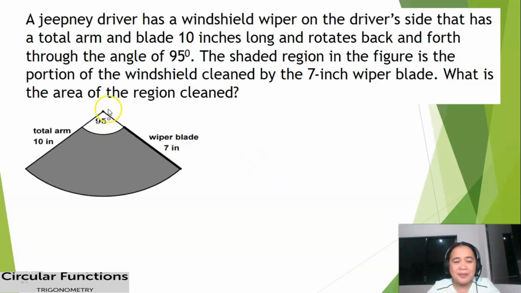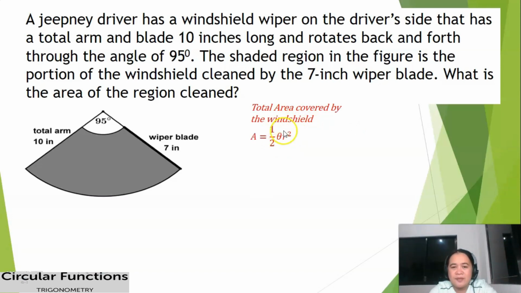So to do this, let's get the total area covered by the 10 inches windshield wiper. Then we will also get the area of the windshield not cleaned, and we will solve from there. So that would be the total area covered by the windshield wiper. So 1/2 theta r squared. So take note, our theta here is 95 degrees, or that's 19 pi over 36 in radians.